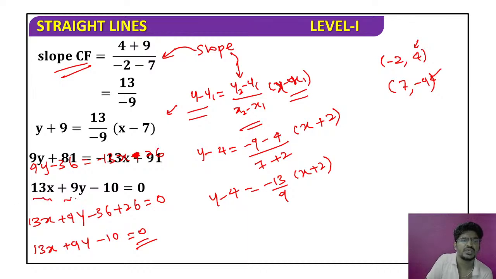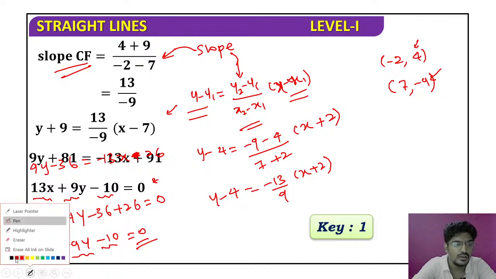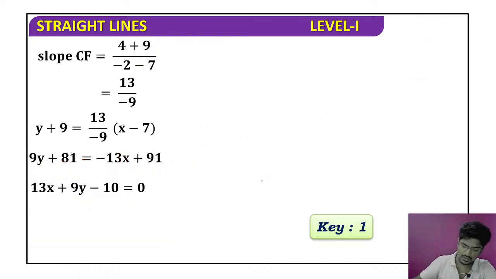See, 13x plus 9y minus 10 equal to 0. Clear? That is your answer. That is option 1. So option 1 is going to be the correct answer. 13x plus 9y minus 10 is going to be the right answer. So from this I think you can understand these problems.